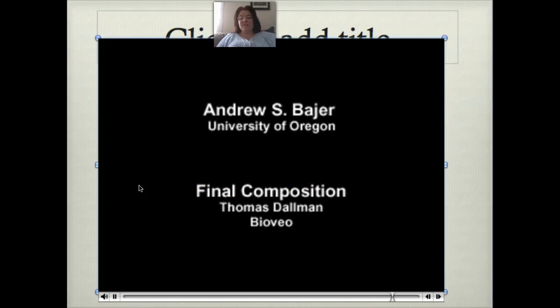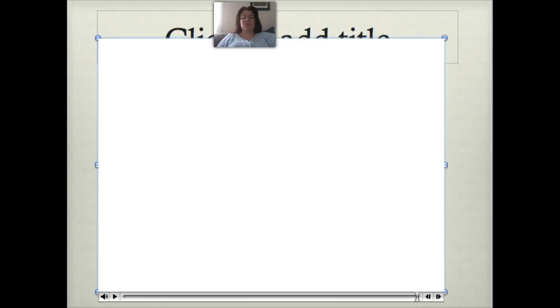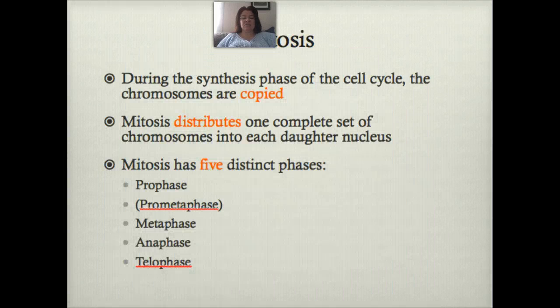Now we'll take a look at that video again at the end of this material to see if we can follow through stage to stage to stage. So, during the synthesis phase of the cell cycle, the DNA is being copied or replicated. And this is the process that we call S, the S phase of the cell cycle.